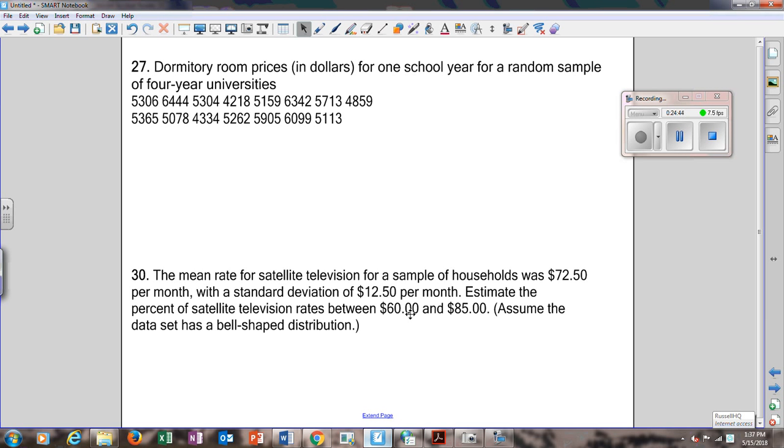If it has a bell-shaped distribution, then it means it's the empirical rule. So we have to figure out how many standard deviations we're looking within. So if we do the mean, which would be 72.50 minus 12.50, it gives us 60. So that's one standard deviation below. $85 is one standard deviation above. Remember, 68% of your data falls within those two areas. And so that would be your answer, 68%.